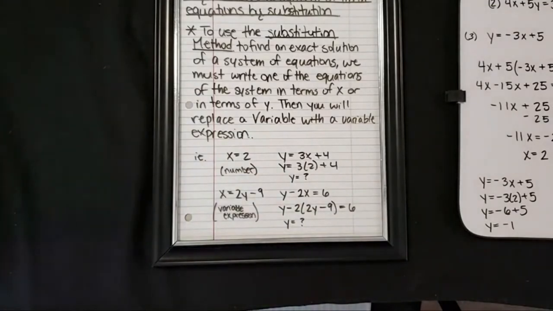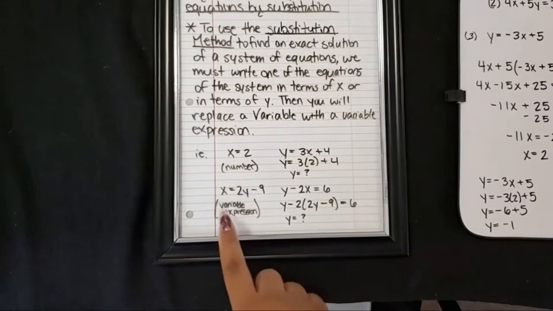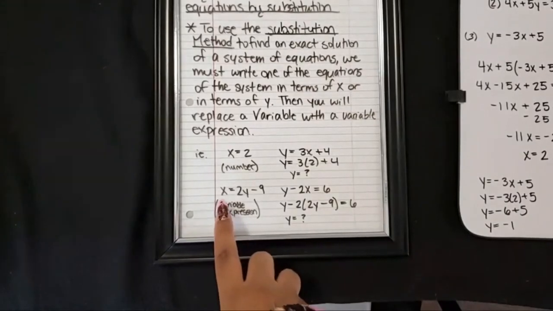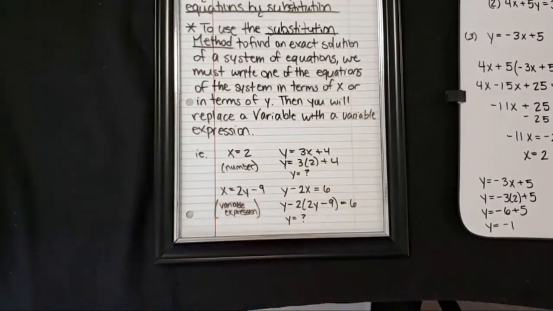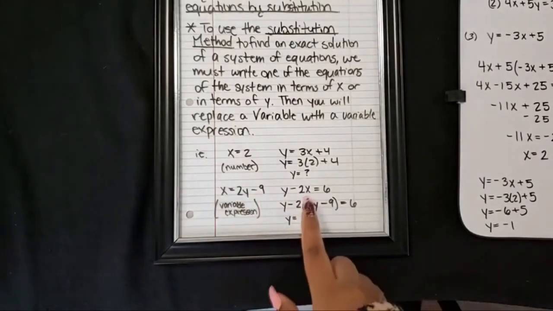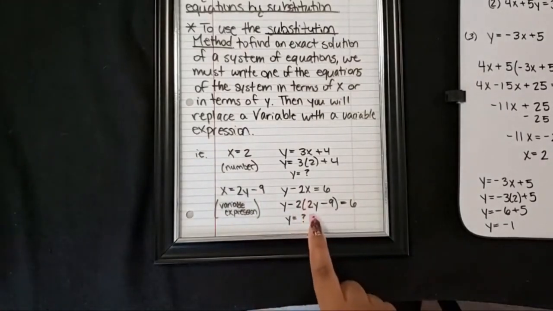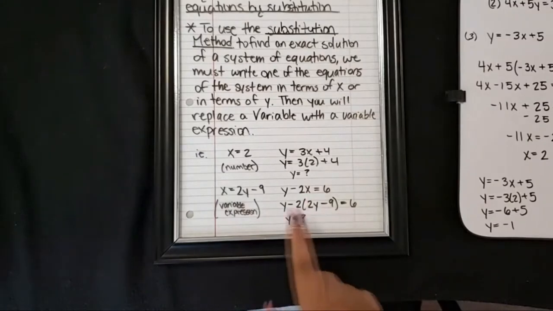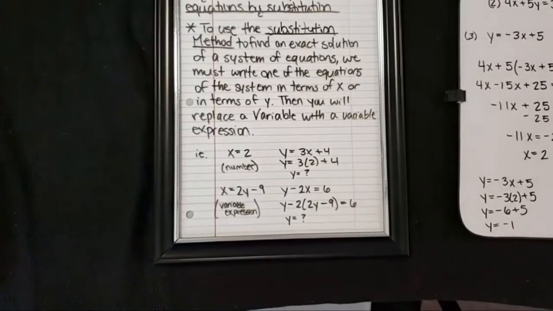So what we're doing now, we are going to have x equals a variable expression, and wherever we see that x, we're going to have to plug in that whole expression that says x equals. That's the main thing that you guys need to grasp for this objective.